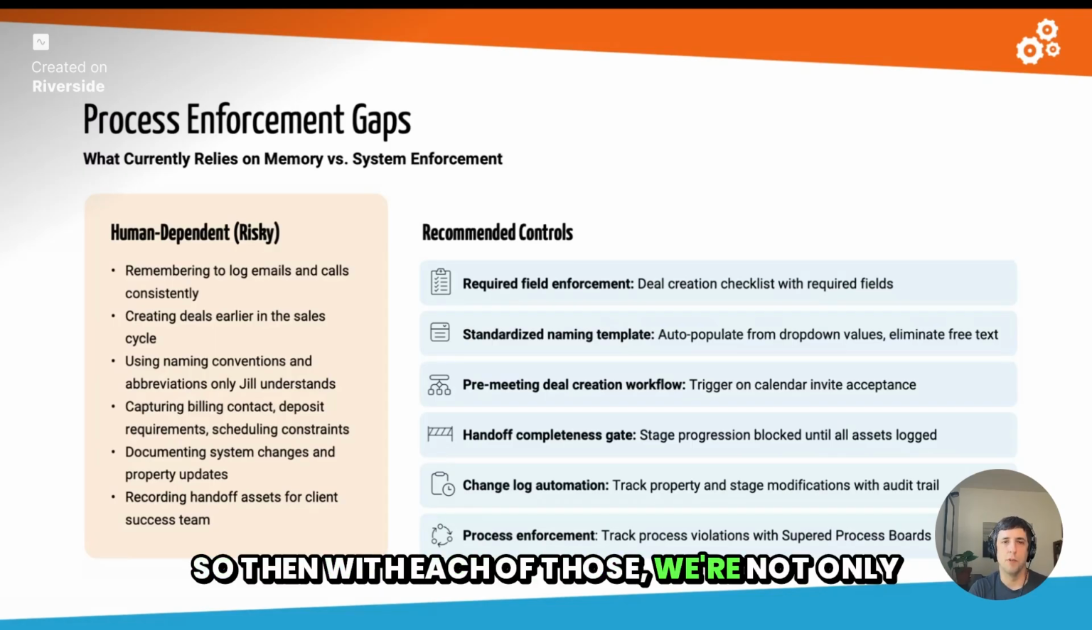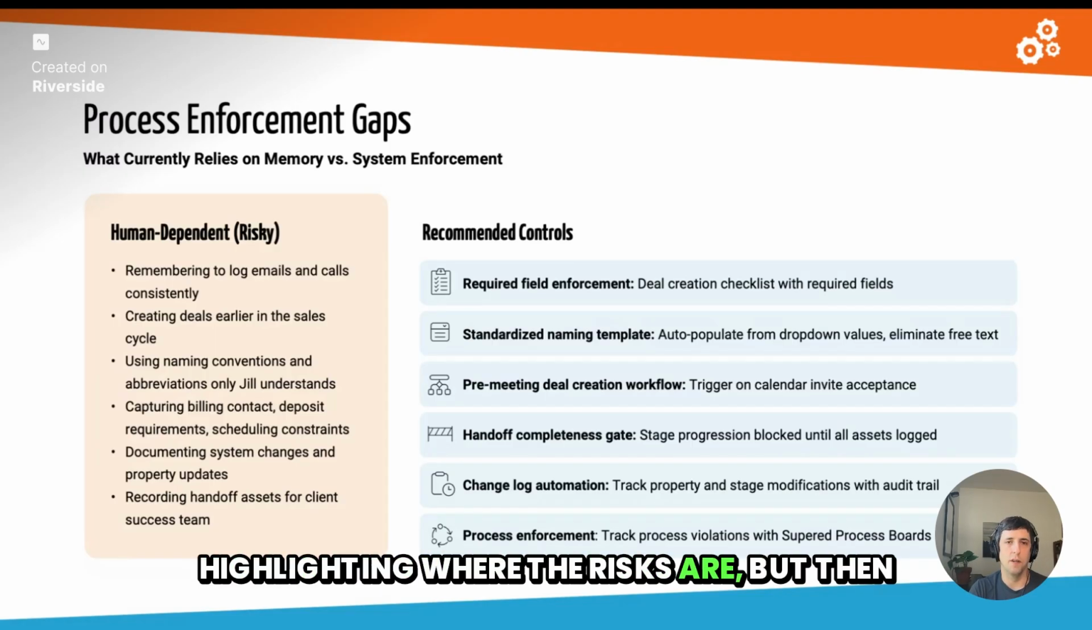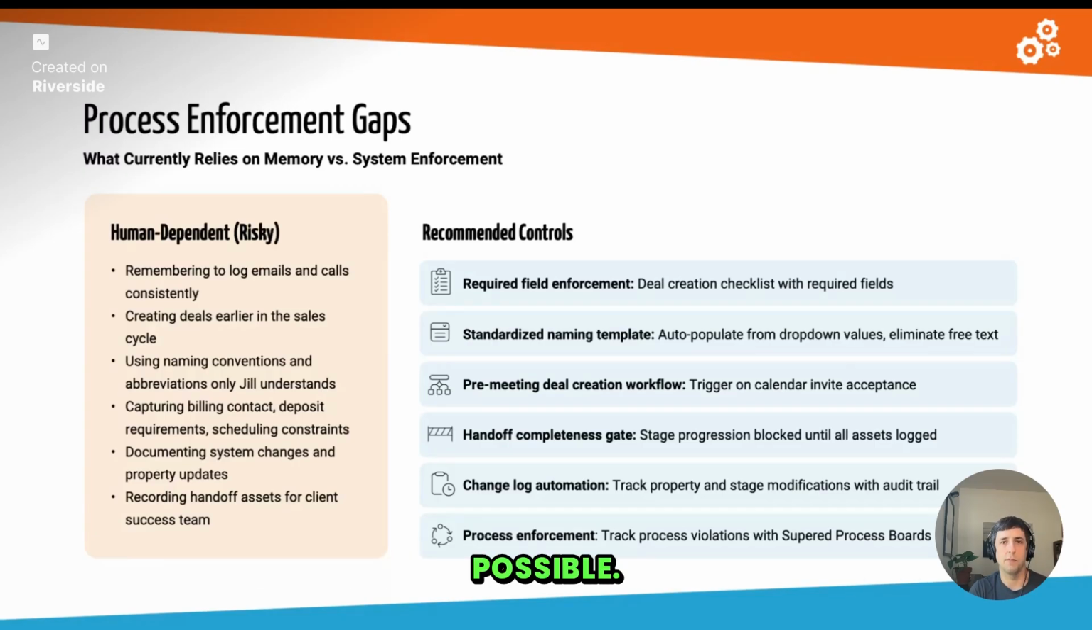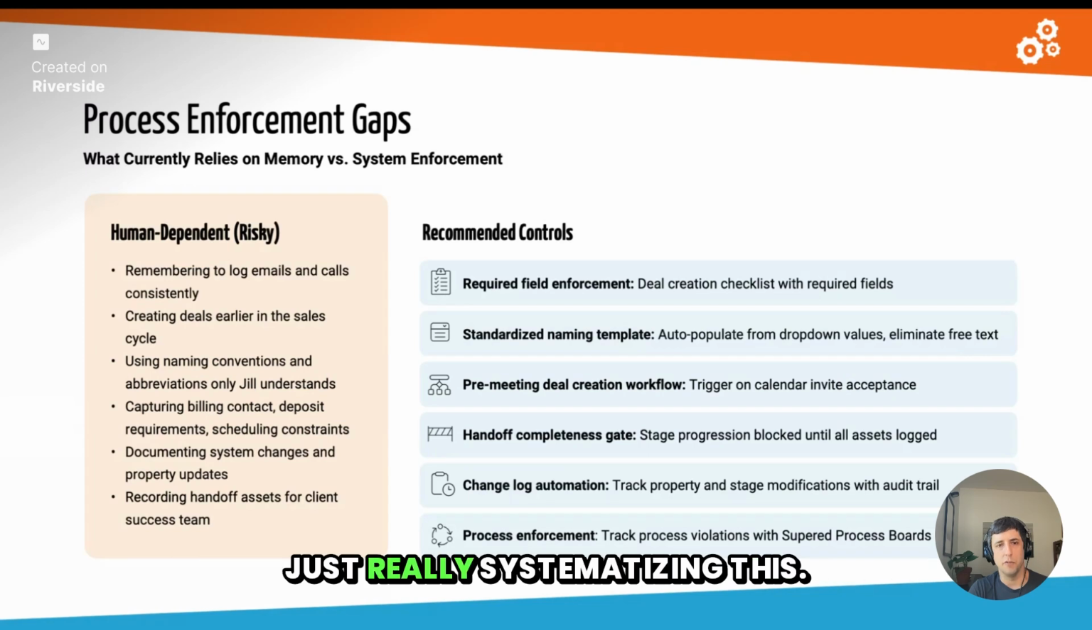So then with each of those, we're not only highlighting where the risks are, but then recommending the controls so that we're taking the guesswork out of this as much as possible. We're automating wherever we can, and we're just really systematizing this.